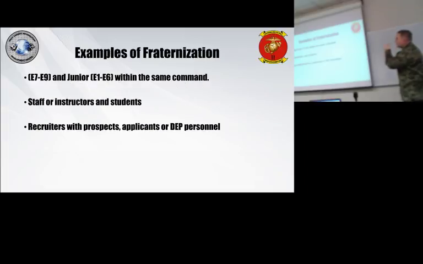Examples of fraternization: E7 through E9 and a junior E1 through E6 within the same command. So we kind of talked on that briefly. Staff or instructors and students, recruiters with prospects, applicants, or DEP personnel. Staff or instructors with students is a big no-no. That's a quick way to get into some big trouble. Same goes if I'm a student over at FMTV, even though I'm an E6 and my buddy's a staff member there and he's an E6, we really can't hang out while I'm a student at that course. It doesn't differentiate staff and student. Recruiters with prospects, applicants, or DEP personnel. Of course, that's understandable.